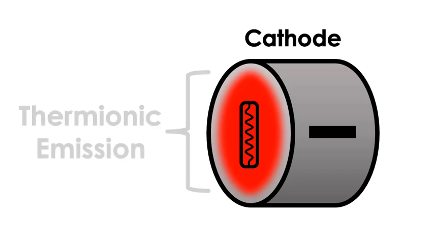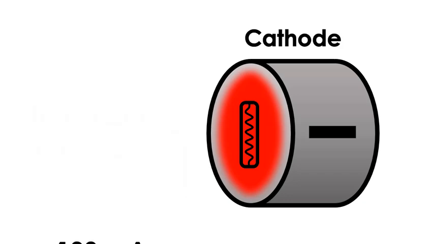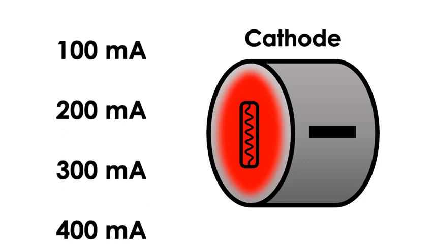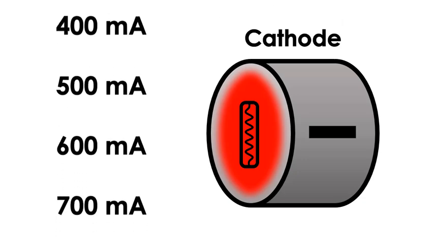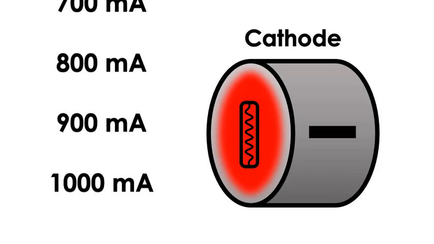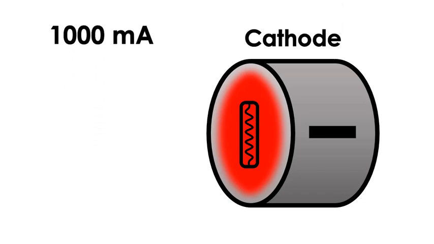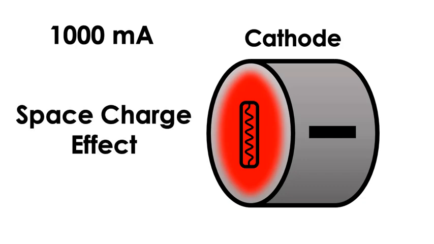There is a limit to the number of free electrons that can be created at the cathode. As we increase the mA, more and more electrons are created at the filament, but there is a limit. At about 1000 mA, the space charge becomes so high that no more electrons can be forced out of the filament. This limitation has a name. It's called the space charge effect. And for this reason, 1000 mA is the effective limit of the mA that can be used in the X-ray tube.